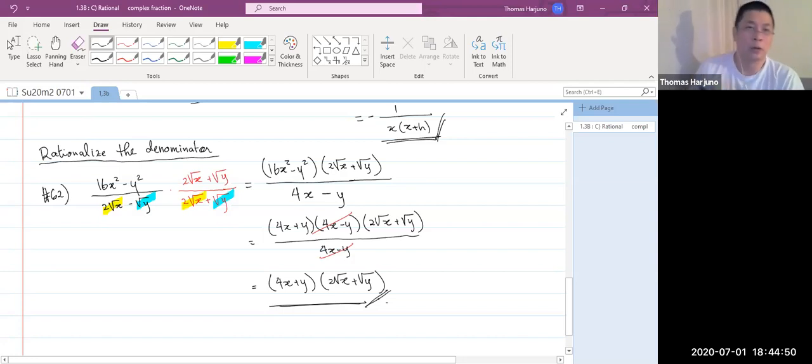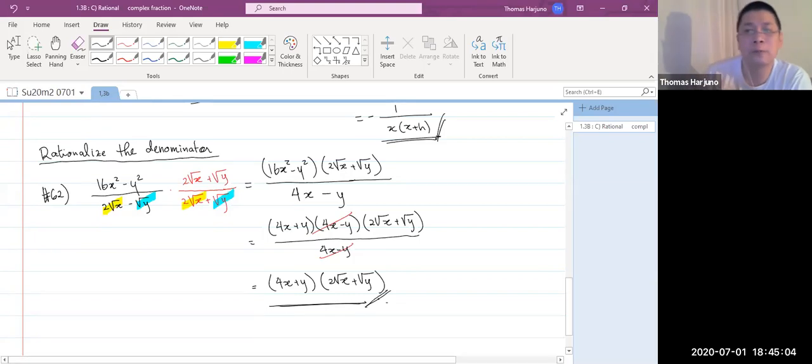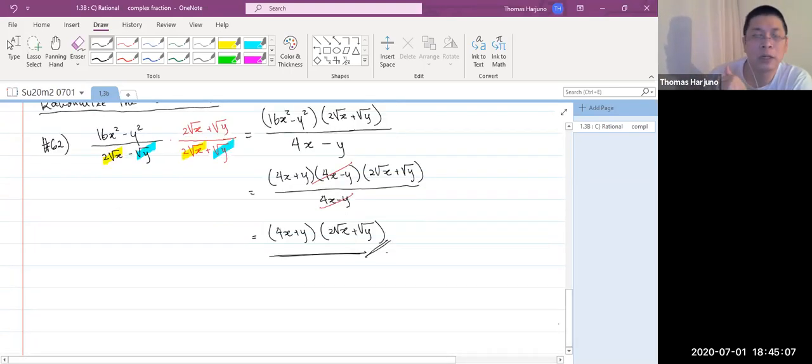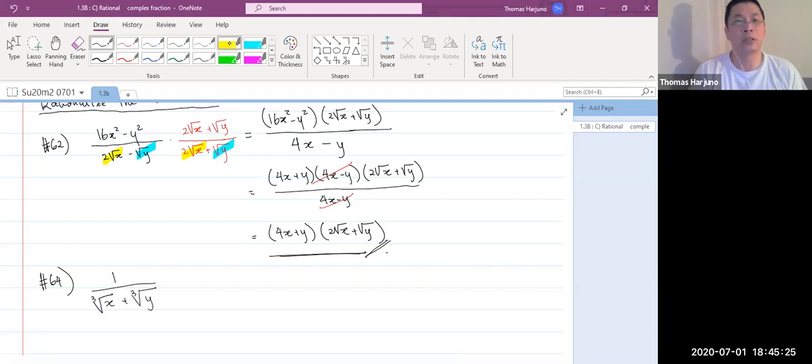Okay, now we usually have this type of question, rationalizing the denominator. The type that we usually encounter are the ones that have a square root at the bottom. Now, number 64 is quite rare, but it is at our level. We have 1 over cube root of x plus cube root of y, and we want to rationalize that. The thing is, this is a cube root. How should we rationalize that?